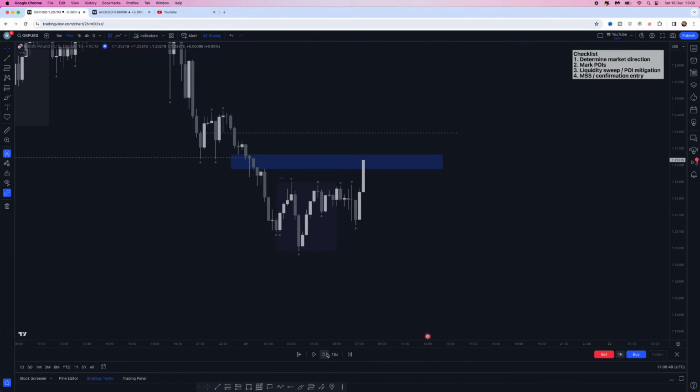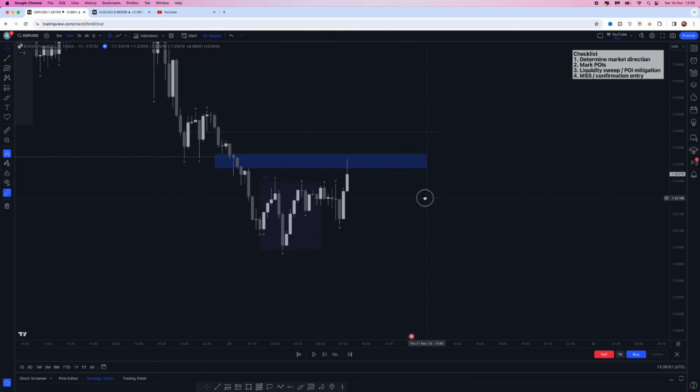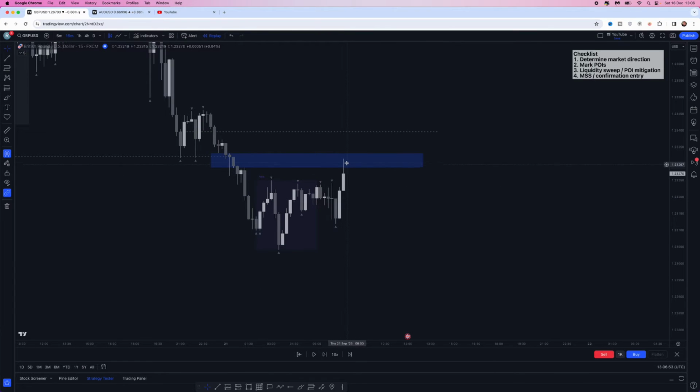So we start coming up, and then we now tap into our POI. So we've got our liquidation, we've got our POI mitigation. What's left now? Our market structure shift and confirmation entry. So we drop down now onto a lower time frame. In this case, I will drop down onto the 5 minute.